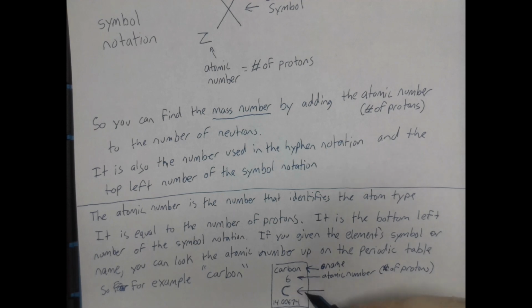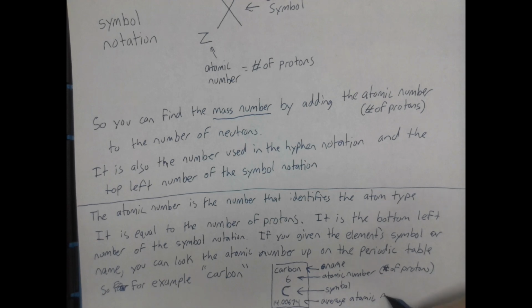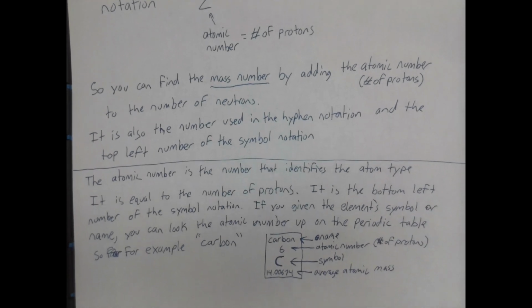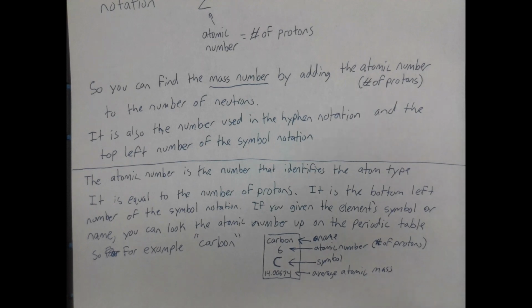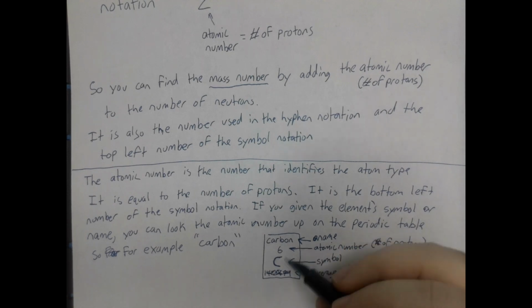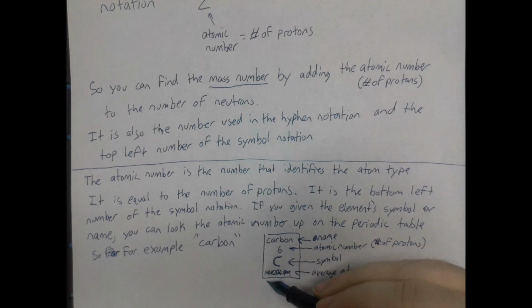This is the symbol, and this is the average atomic mass. Should be 12.0107.